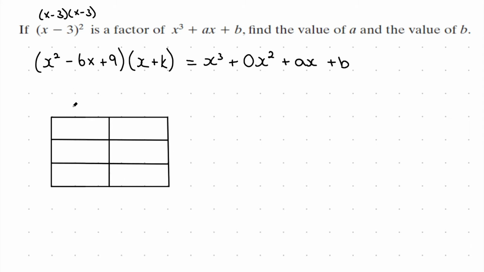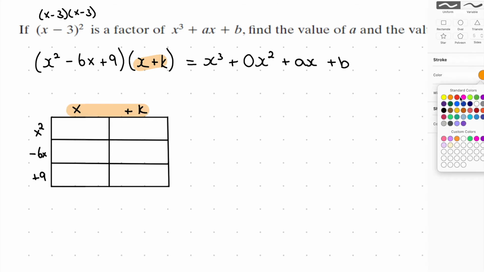So on the top, I'm going to put x plus k. And it doesn't matter what order it goes in, it's just a way of organising the multiplication. So long as you've one bracket spread out along the top and one spread out along the side, and you've given each term in the expression its own column or row, that's perfectly fine. Just make sure that you've kept the x plus k in a row or column together, and the same thing then for our x squared minus 6x plus 9.